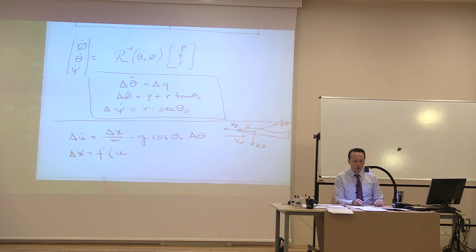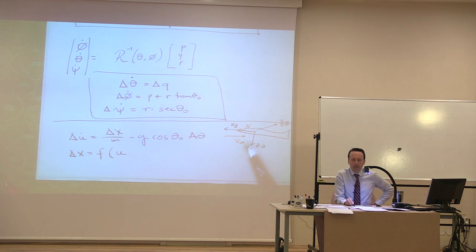Will it be a function of U? In other words, if the velocity in the X body direction changes, will this X force change? Yes, of course, because you change the velocity. Because the velocity changes, you will change drag, and because of the drag change, X will change. In fact, if you have a turbojet engine, your velocity will change, and because of the change in velocity, your thrust will change as well. So definitely because of U, X will change. So delta X is a function of U.